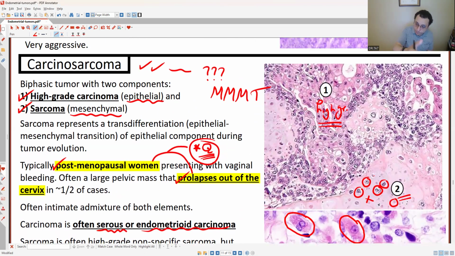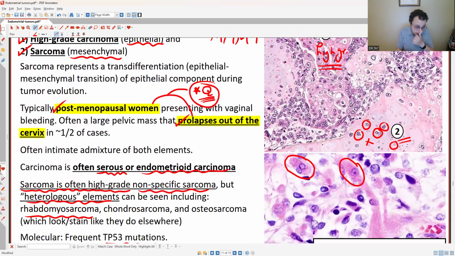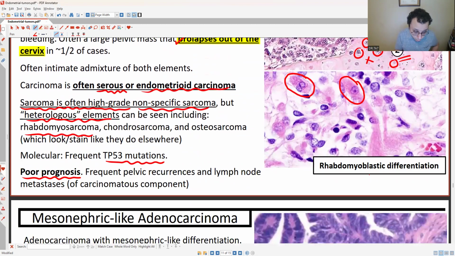So we have high-grade epithelium, high-grade sarcoma, TP53 mutation, postmenopausal women, a big, huge mass prolapsing out of the uterus. Poor prognosis.